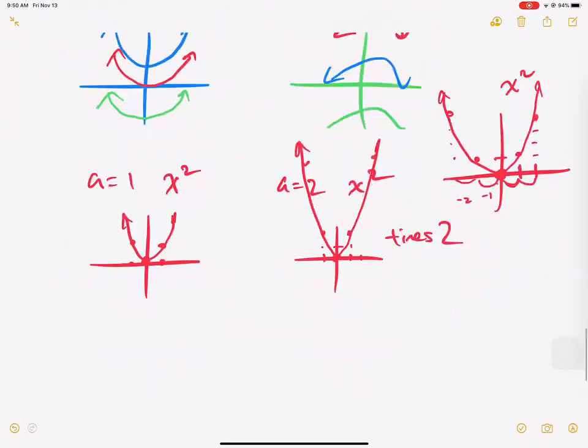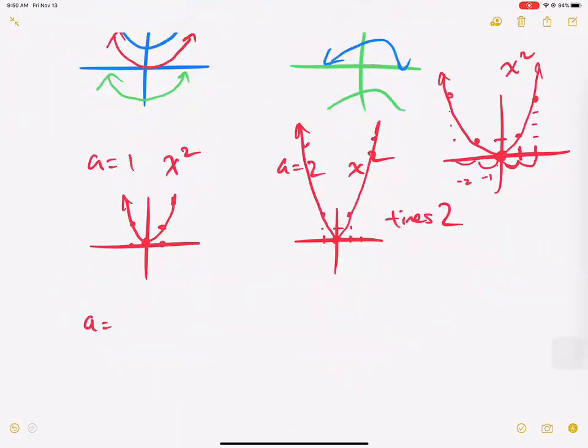What if the a value was negative? We do the same exact thing. We take 1 step over, we normally would go 1 step up, right? But what is 1 times our coefficient negative 1? It's negative 1, so we go 1 step down. 2 steps over should be 4, but what's 4 times negative 1? Negative 4. So that a value changes the steepness, but it also gives me a hint of which way I should be going.